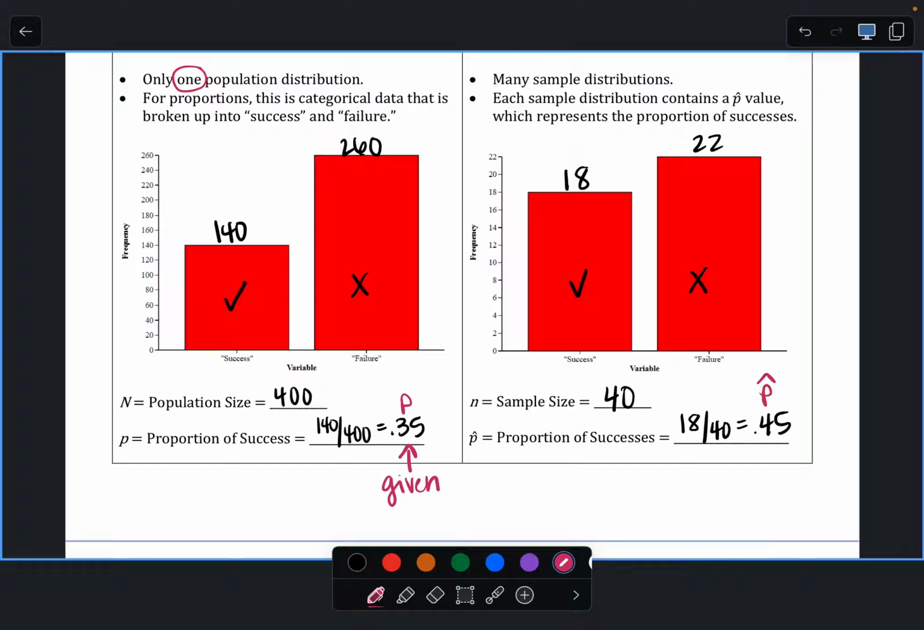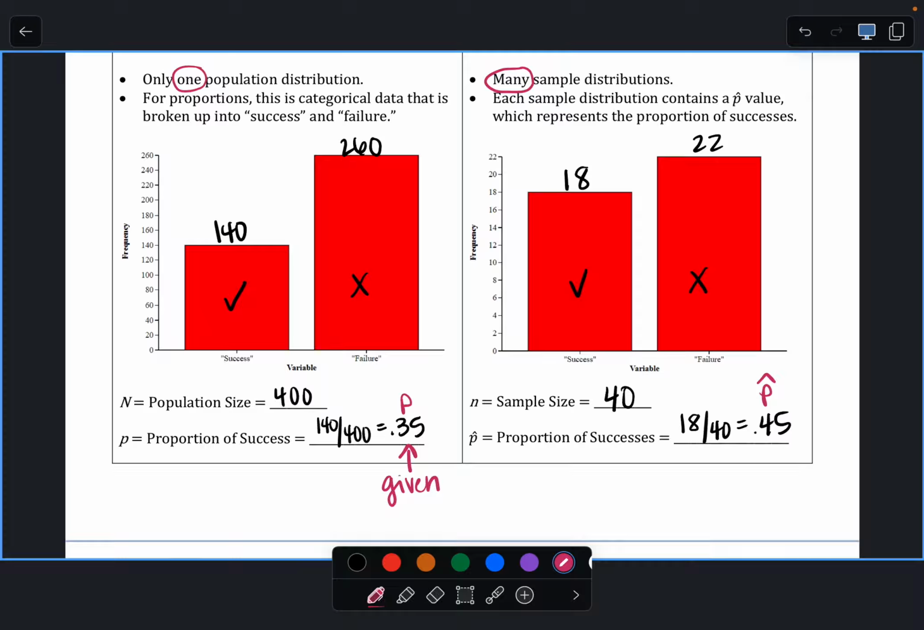So p is what is coming from the population. P-hat is what you are actually collecting from your data. So every single time you went in and counted how many check marks were there, that was a new p-hat. Yes, some of them had the same number, but it was still a new sample that came from random selection. There are very, very many sample distributions, and they vary depending on what you end up getting.